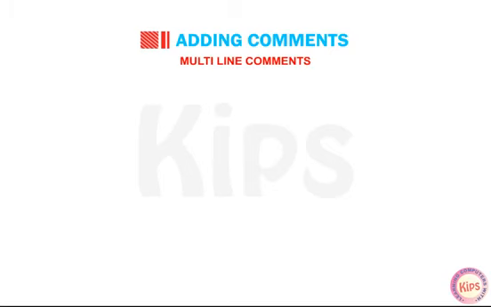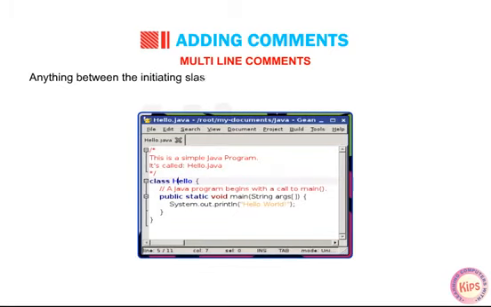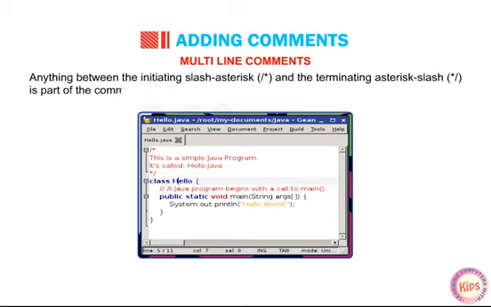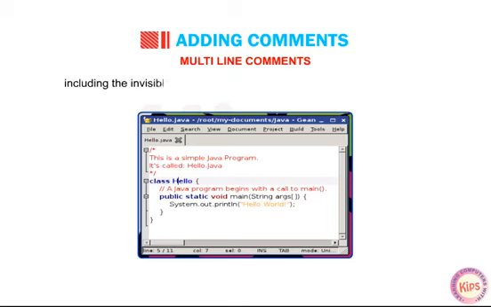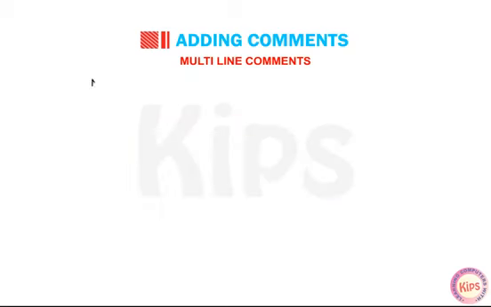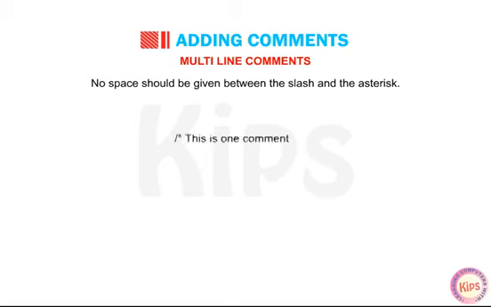Multi-line comments. Anything between the initiating /* and the terminating */ is part of the comment, including the invisible new line character that represents the end of a line. Therefore, this type of comment can extend over multiple lines. No space should be given between the slash and the asterisk.